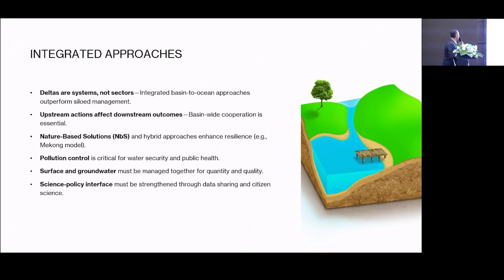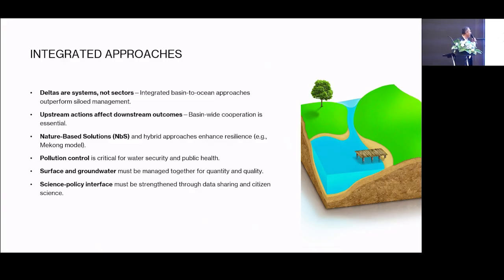think are relevant? Of course, deltas are systems, not sectors. And therefore, an integrated basin-to-ocean approach should be the way forward, and not siloed or sectoral management alone. Upstream actions always affect downstream impacts, results and outcomes, and therefore basin-wide cooperation is really essential. Nature-based solutions, including hybrid approaches, will enhance resilience, and therefore we need to consider them for upscaling, or at least testing and upscaling, so that our actions are sustainable at local as well as basin level.